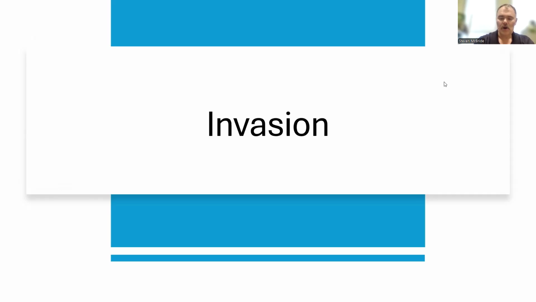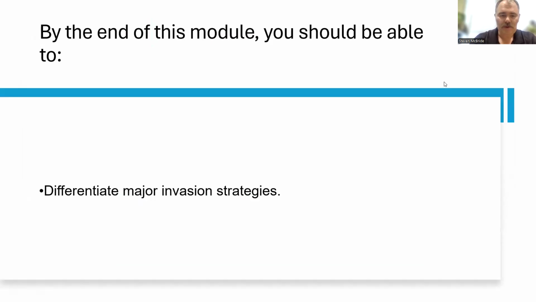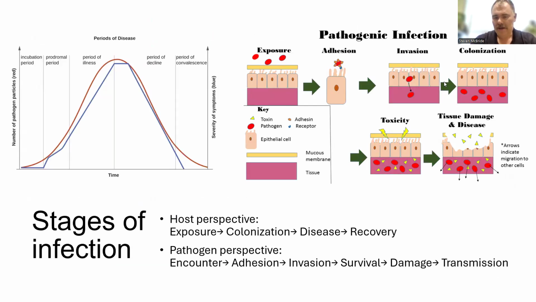In this lecture, we will examine the major strategies microbes use to invade host tissues and explore how these mechanisms contribute to pathogenesis and disease progression. As before, this is not going to be comprehensive. We're just going to use a couple of exemplars to go over some of the main types. By the end of this module, you should be able to differentiate major invasion strategies. Pretty straightforward. All right.